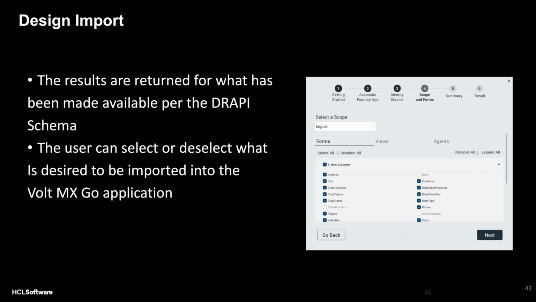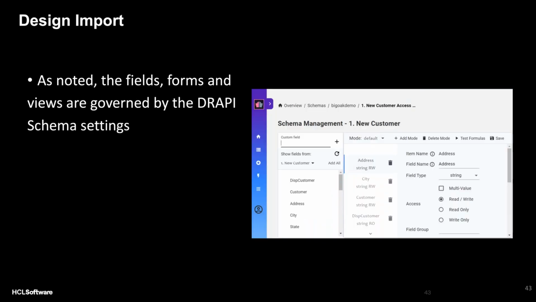Once we do that, we are presented with the forms, views, and agents that were selected inside of the schema in the Domino REST API. You can select or deselect any of these to import into the application that you're going to create on the Iris application. Again, you can see this with what's in the management center in the Domino REST API for your schemas. So you can select or deselect any particular fields, forms, and views that you wish to be presented in this particular viewpoint.